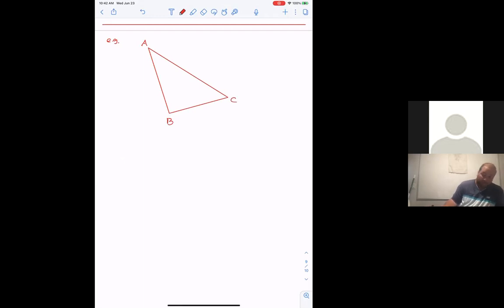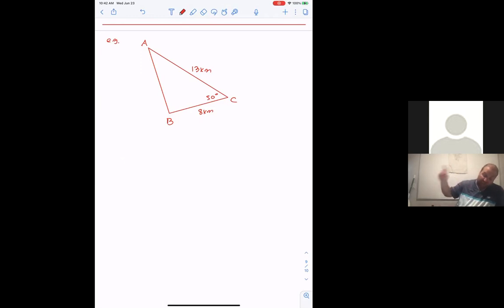Side BC is 8 kilometers. Side AC is 13 kilometers. And angle C hat is 50 degrees. Find A hat and B hat. So we only have one angle, and we do not have the side opposite it, so we cannot use the law of sines. But I do have two sides and something else, so I can use the law of cosines.